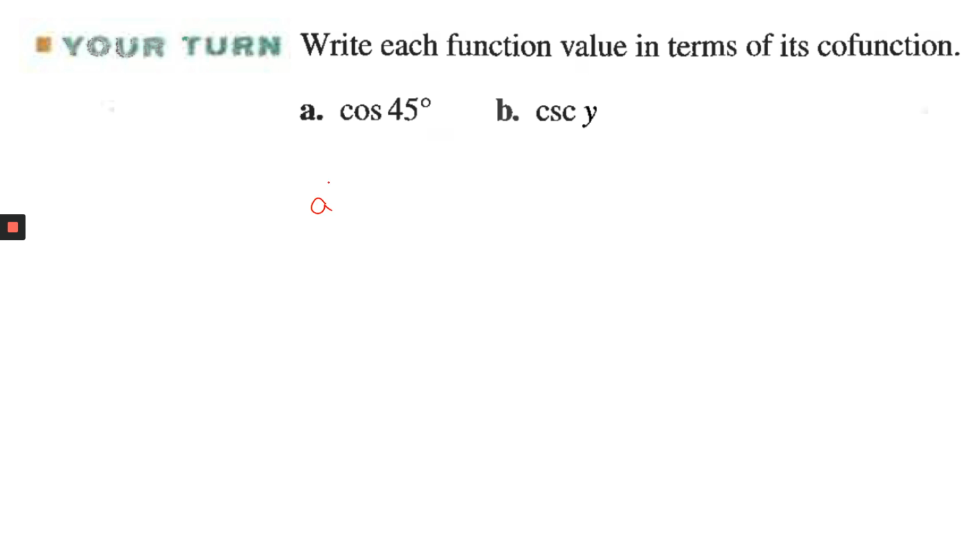All right, for A, you're going to say cosine of 45 turns into the sine of whatever 90 minus 45 is, and that turns out to be 45. The cosine of 45 and sine of 45 are the same thing. For this one, we're going to switch to secant, and we're going to say 90 degrees minus y.